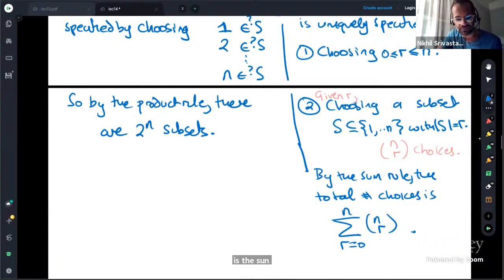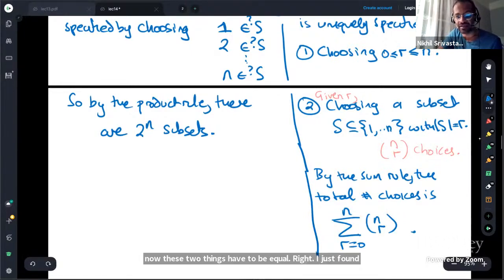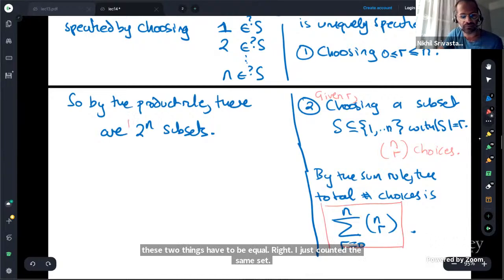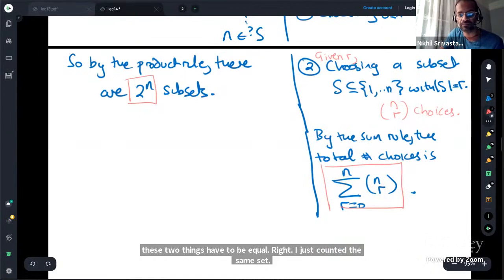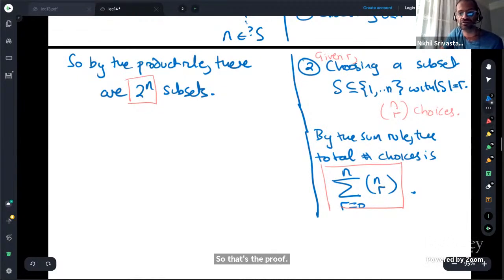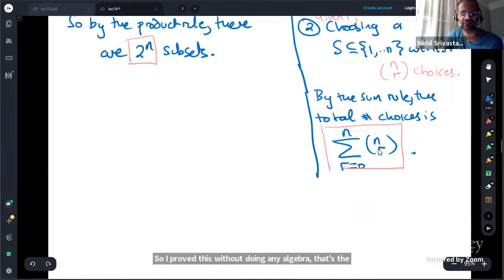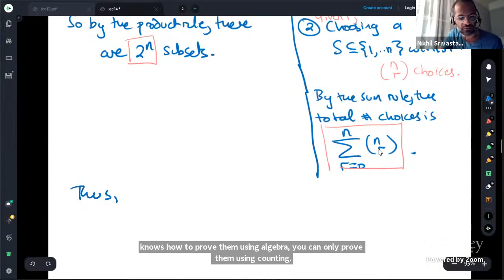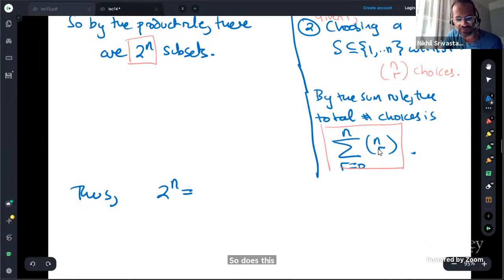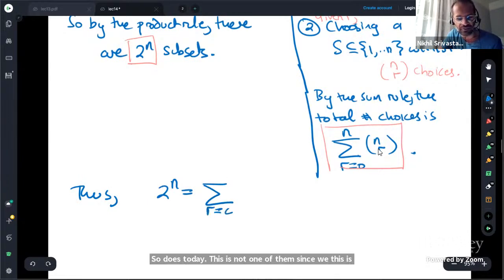But now these two things have to be equal, right? I just counted the same set. The punchline is that these have to be equal. So that's the proof. I proved this without doing any algebra. That's the beauty of combinatorial proofs. There are actually a lot of algebraic identities in higher level math that nobody knows how to prove using algebra. You can only prove them using counting. This is not one of them, since this is not too hard to prove using algebra, but there are many.